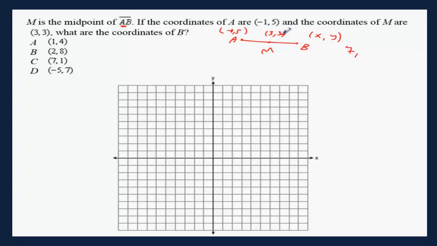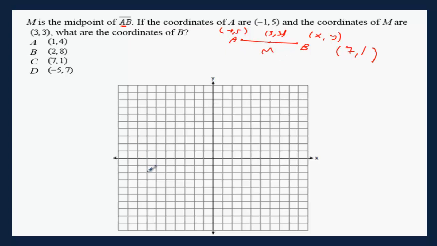And Y is from 5 to 3. You're going to move from 5 to 3, so you go down by 2. Now from 3 to the second point, you're going to go another 2 down. So it's going to be 1. 7 and 1. That's the final answer. Alright. Let's do this one here.